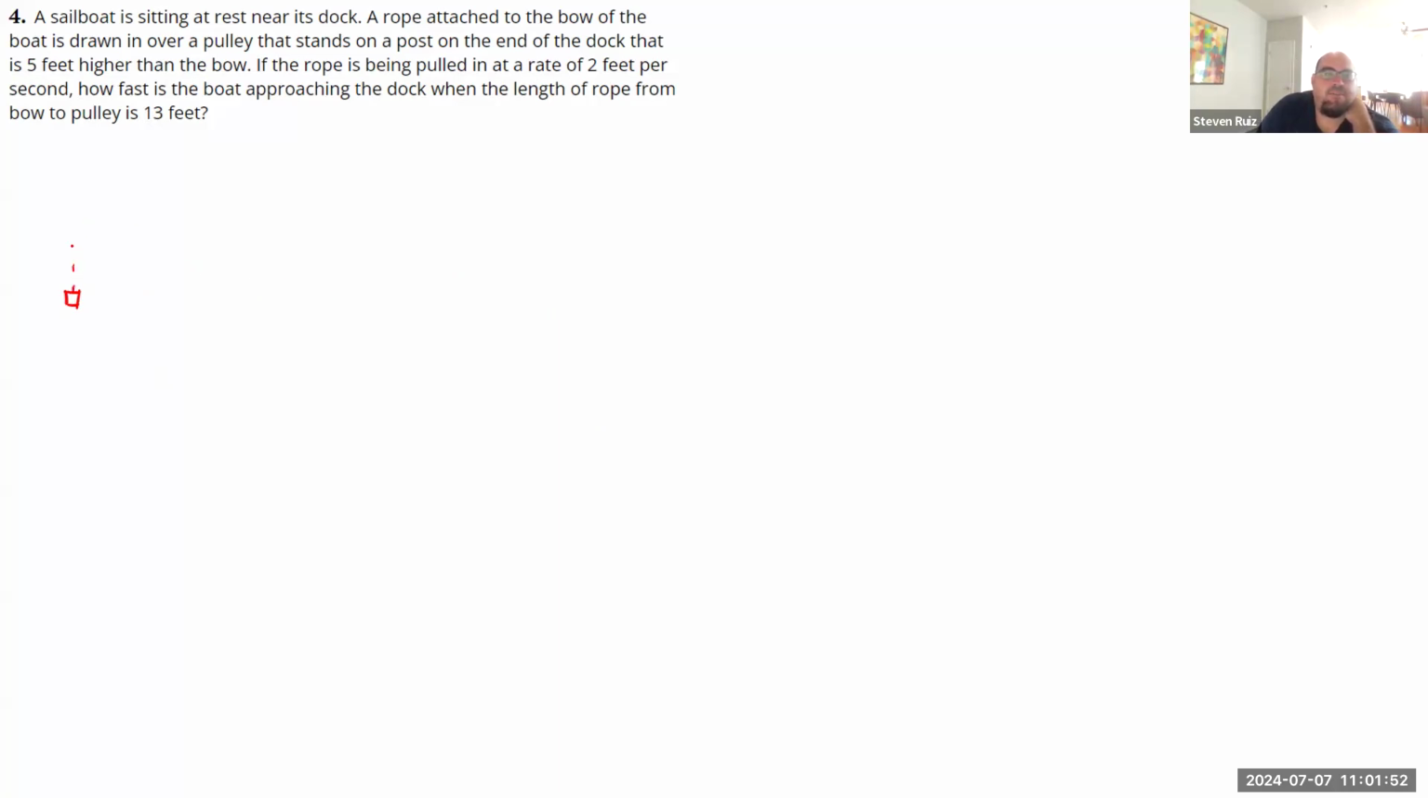Okay, so 5 feet. So this is a rope that is directly vertical. Okay, if the rope is being pulled at a rate of 2 feet per second, how fast is the boat approaching the dock, and the length of the rope from the bow to pulley is 13? Okay, so here's the boat. Dock is out here somewhere.